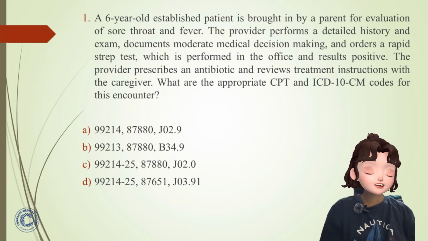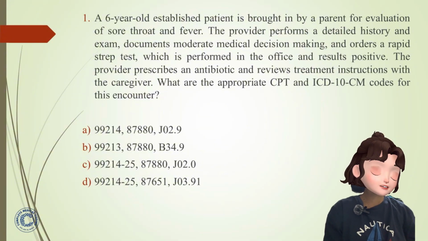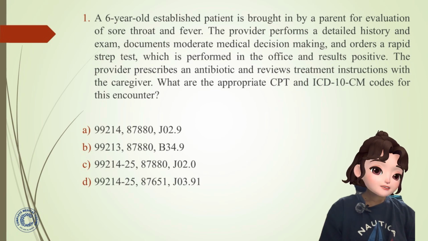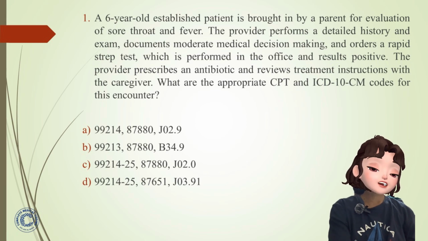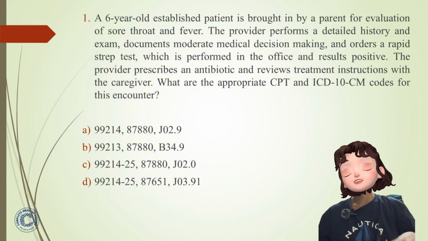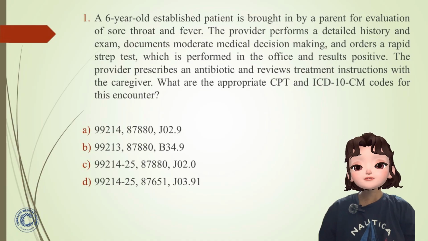But you have to always check. 87880. Open your CPT code book and check 87880. Where is it? Yes, 87880 is streptococcus group A. Yeah, so streptococcus group A test. So that is the answer. The answer here is option C.